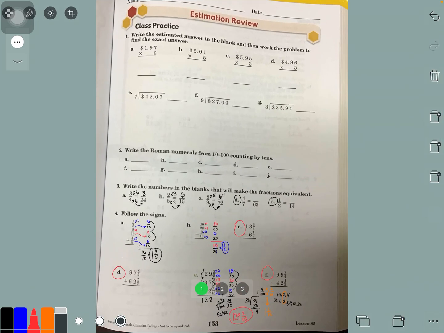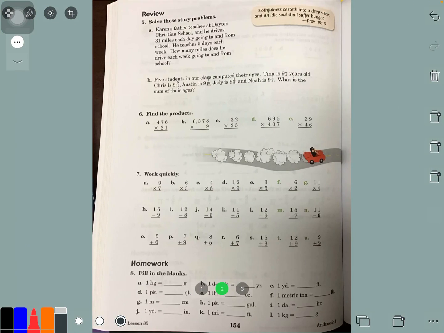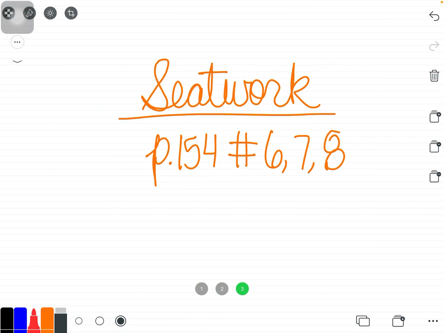All right, join me on page 154. You are going to do 6, 7, and 8 for seat work. All right, we'll probably do number 5 and 6 at our Zoom meeting. But in the meantime, here's your seat work.